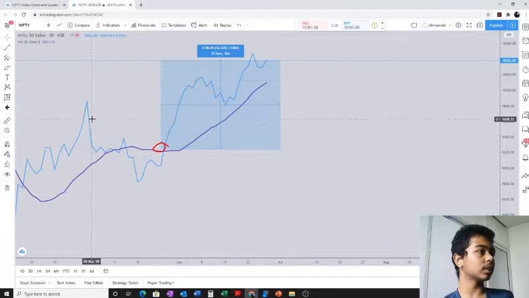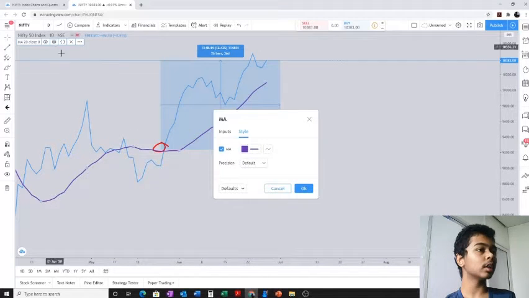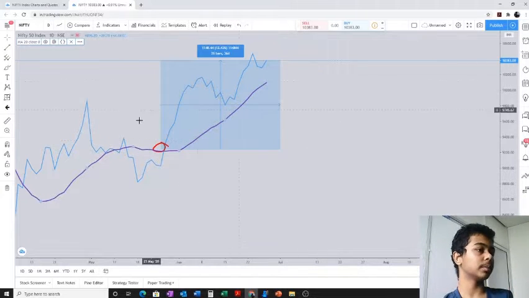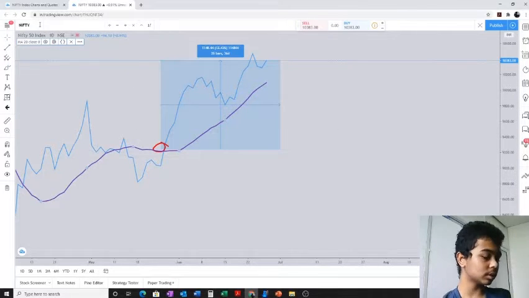So this is the strategy. Remember this, it should be the 20 moving average. There is exponential moving average as well, I'll tell you what that is in a minute. So this is the strategy. Now let's look at a few examples.